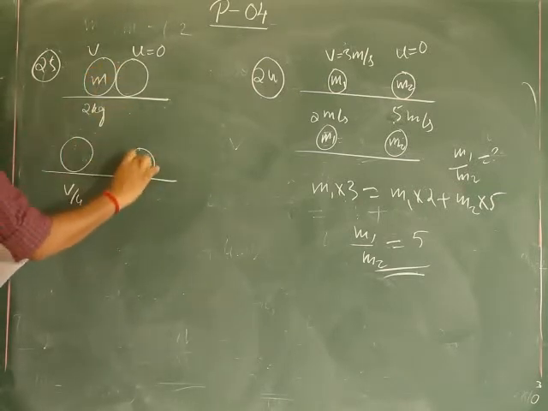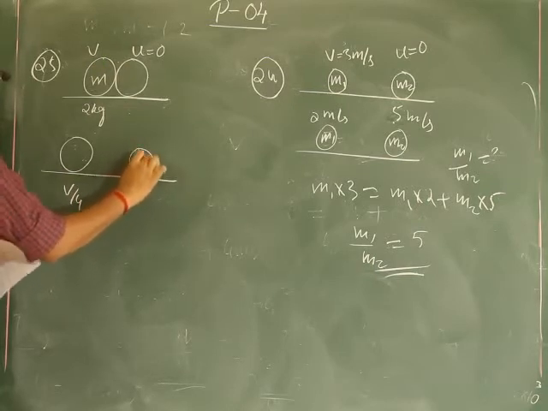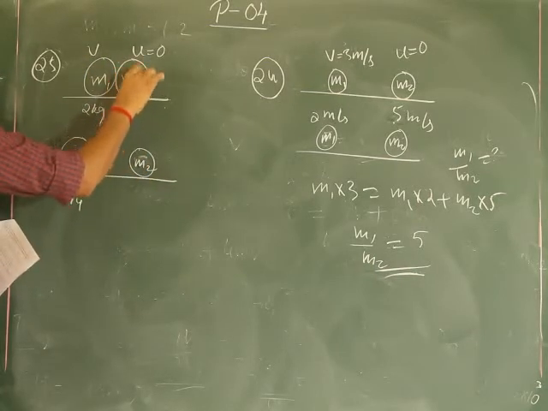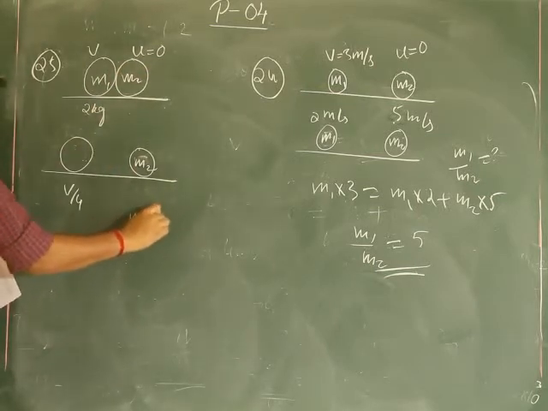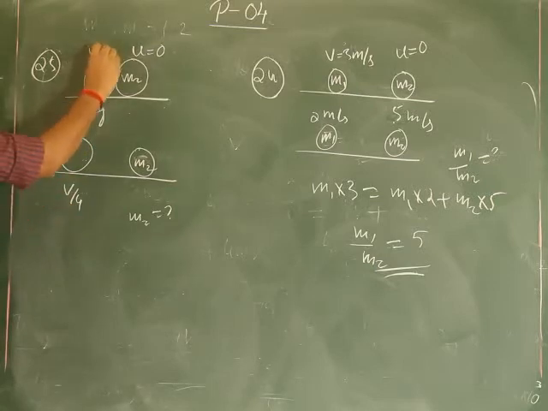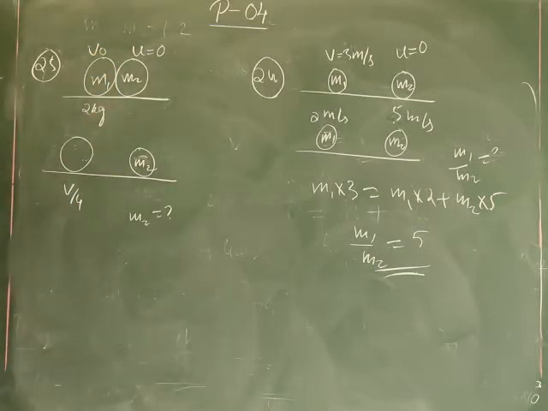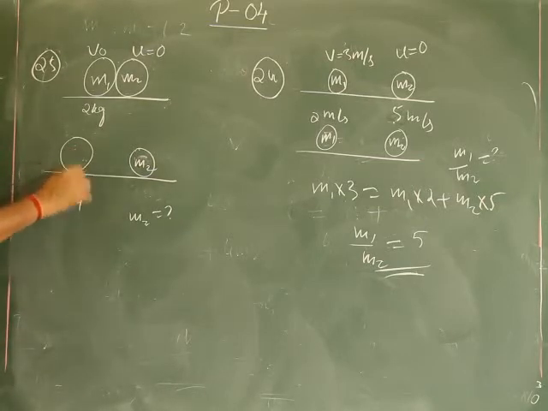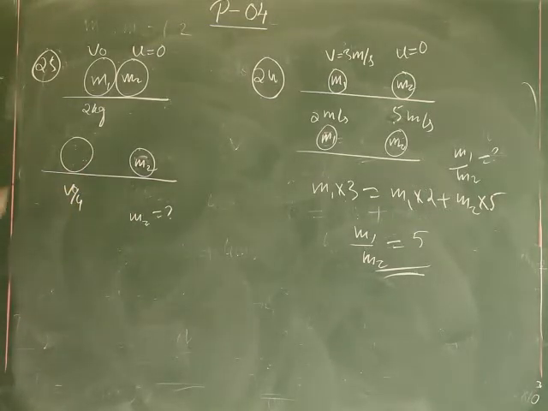If I take m1 and m2, they are asking m2 equal to how much? That is the 25th question, let us see how to solve. To make it easier, I will just take v0. Here v0 by 4 I will take. And of course we know the second body is at rest, so just leave it.